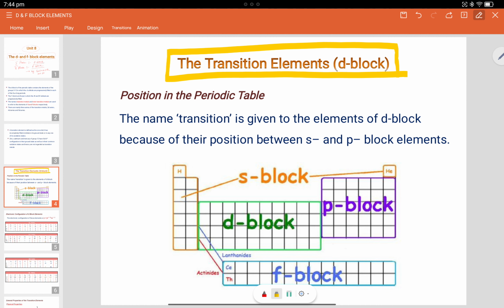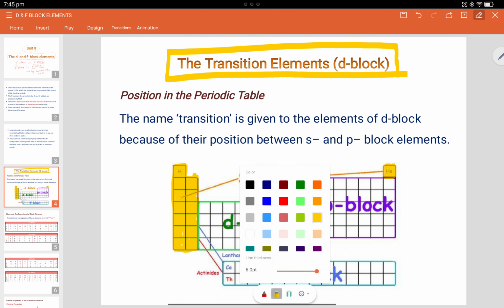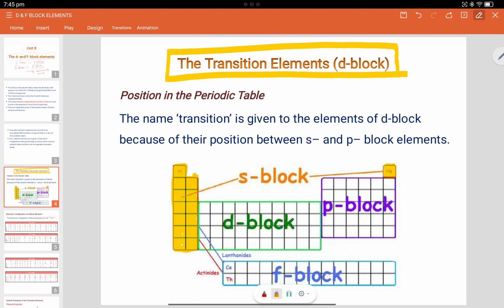Okay. Here S block element, I am coloring with yellow color. Okay. These are the S block elements. This element also. Second, P block element. These are the P block elements. Different color I am using. You can check it. These are the P block elements.